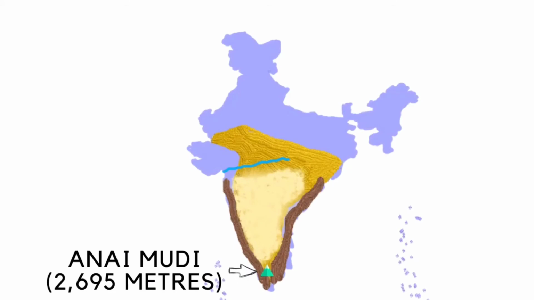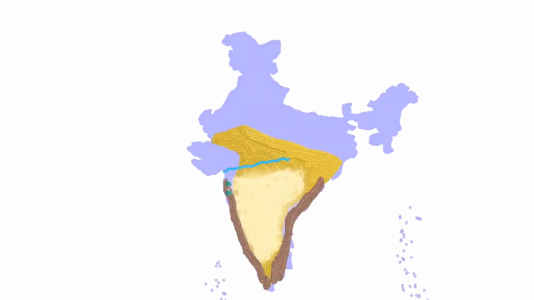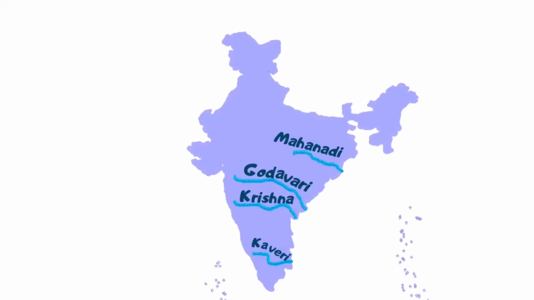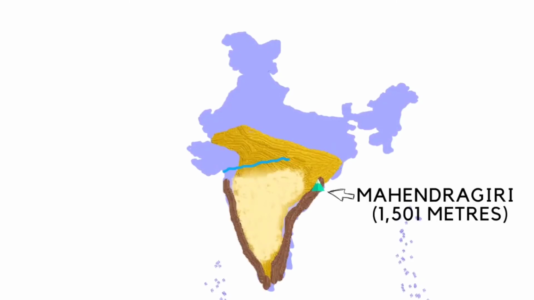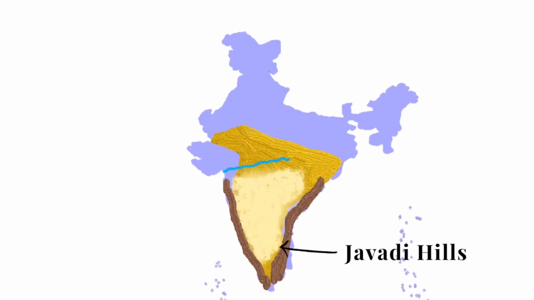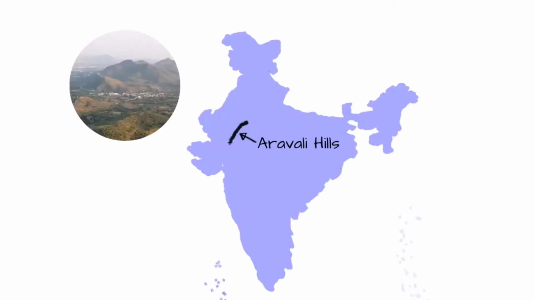The Anamudi Hills are 2695 meters high, the highest mountain in the Western Ghats. The Nilgiri gets more rainfall, and a huge amount of water flows there. Okay, students, the Mahendragiri is the highest range in the Eastern Ghats. Then there are the Javadi Hills, Shevaroy Hills, Kalrayan Hills, and next the Indian Desert.